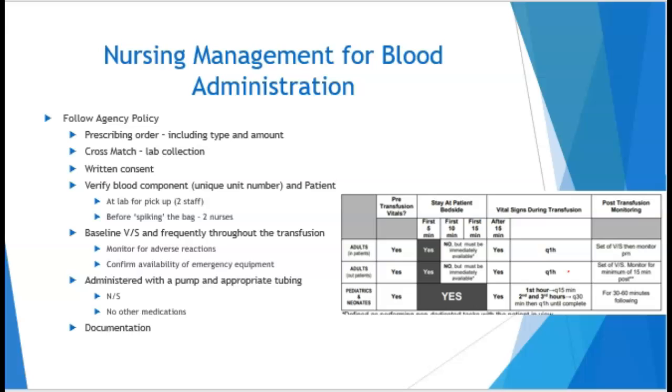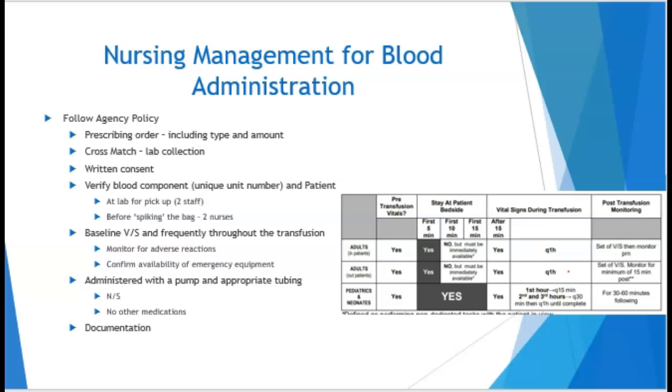And then we would always use an administration pump and the tubing it comes with. Blood product has a specific line with a filter that we need to run, and it can only be run with normal saline. And we would make sure that we have a designated IV for blood. We wouldn't run any other medications into that line. So if the patient was still needing IV medications and they were getting a blood transfusion, they would need to have 2 lines in place. And then, of course, the documentation is a big piece.